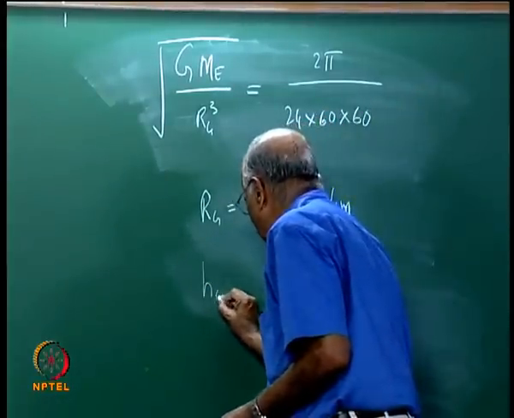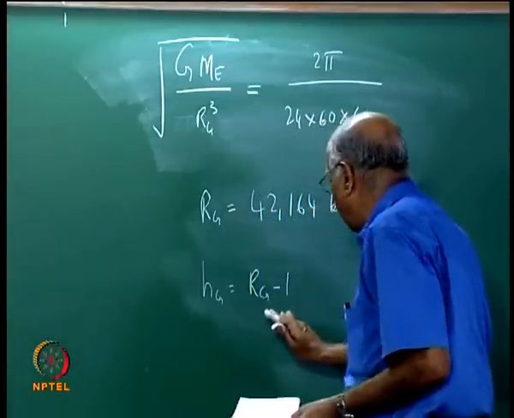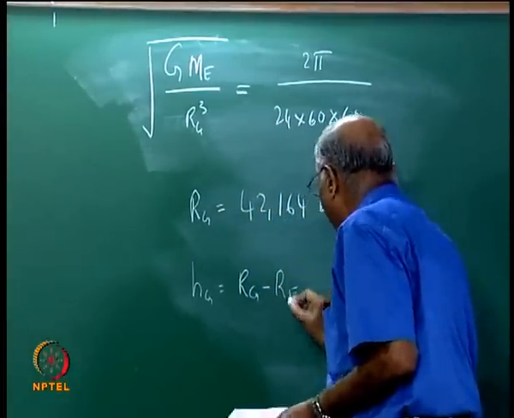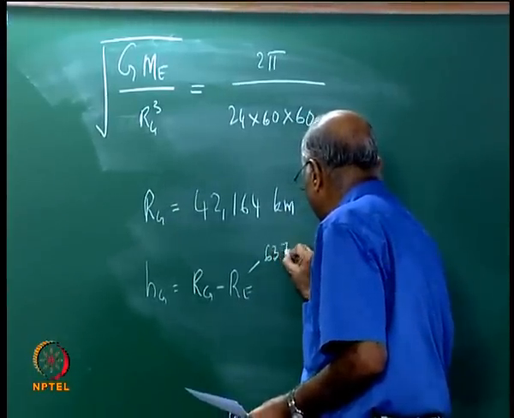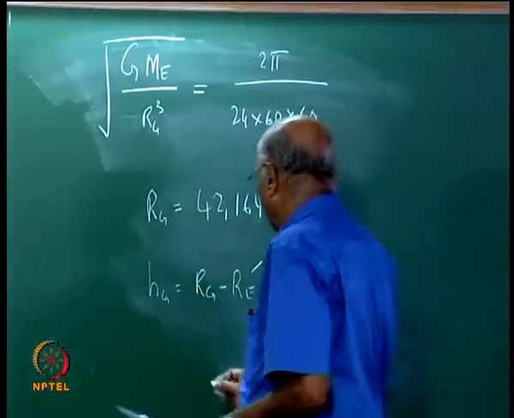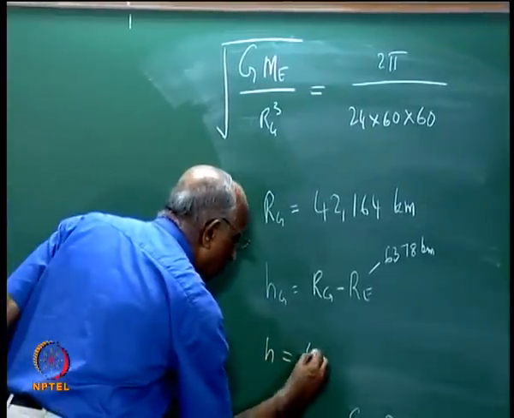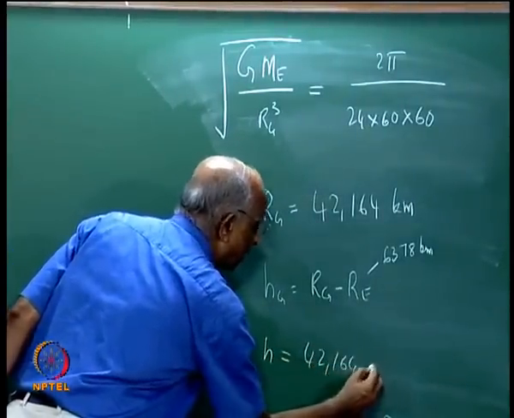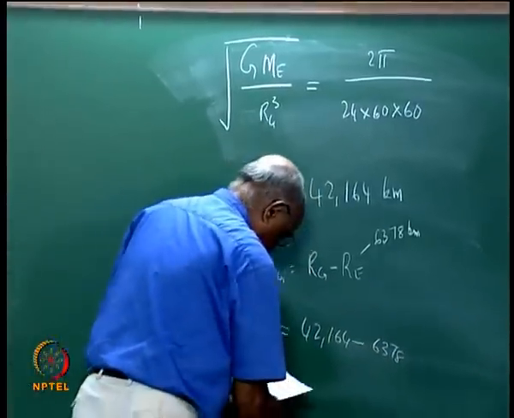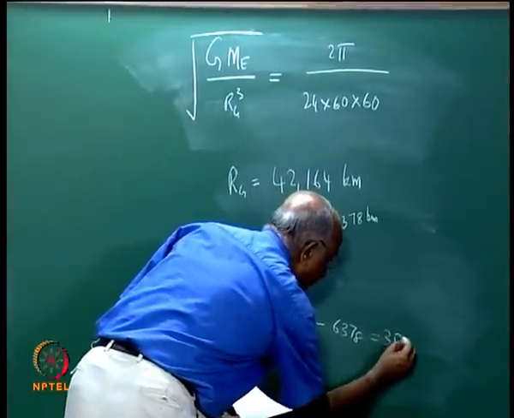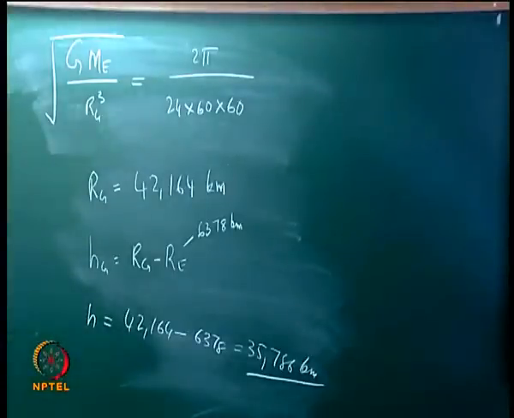Now the height of the geosynchronous orbit is therefore equal to rg minus re, and the radius of the earth, we said, is 6378 kilometers. Or rather, the height at which a spacecraft will appear stationary is therefore equal to 42,164 minus 6378, which is equal to 35,786 kilometers. What is it I am telling you?